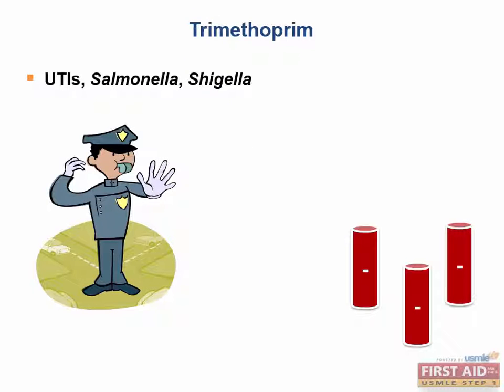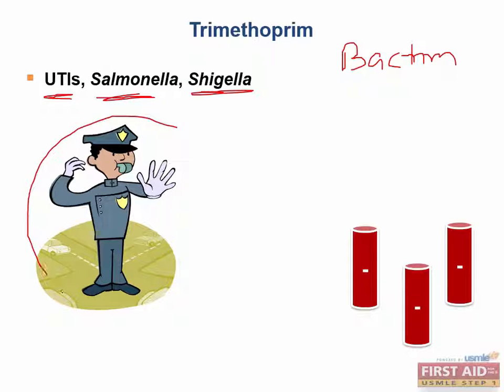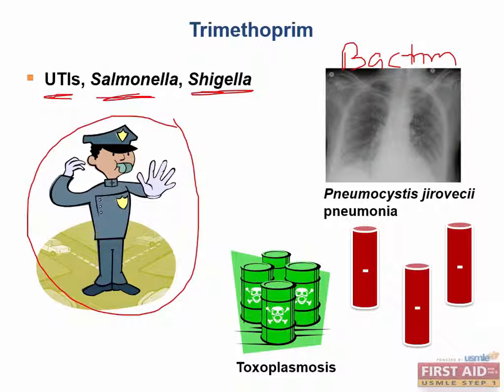Trimethoprim is frequently used in combination with sulfonamides, such as in trimethoprim sulfamethoxazole, also known as Bactrim. This drug is commonly used to treat UTIs, and it can also be used to treat Salmonella and Shigella. It's important to remember that these are bacteriostatic drugs. Do you remember why trimethoprim sulfamethoxazole is used in an immunocompromised patient? The drug is used for prophylaxis against Pneumocystis jirovecii and toxoplasmosis.